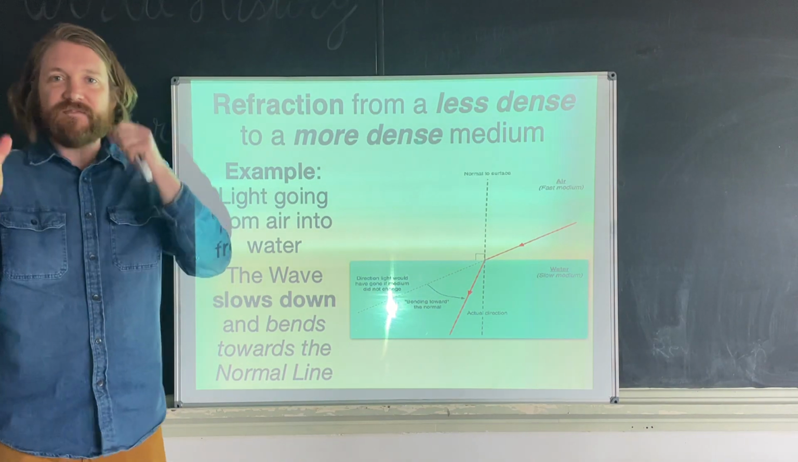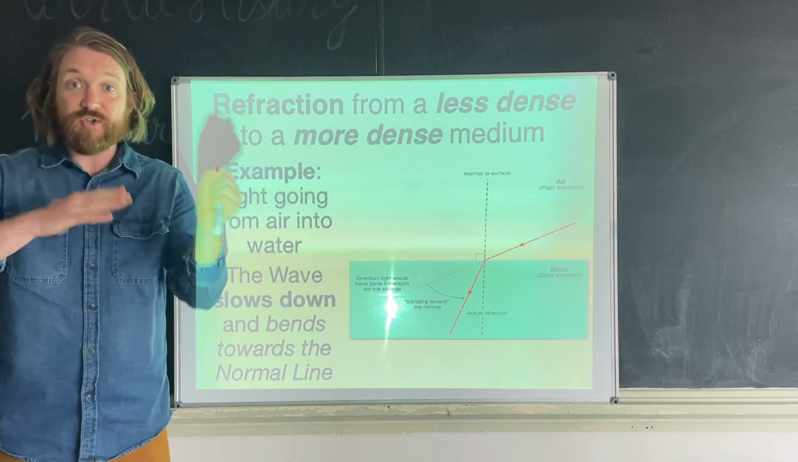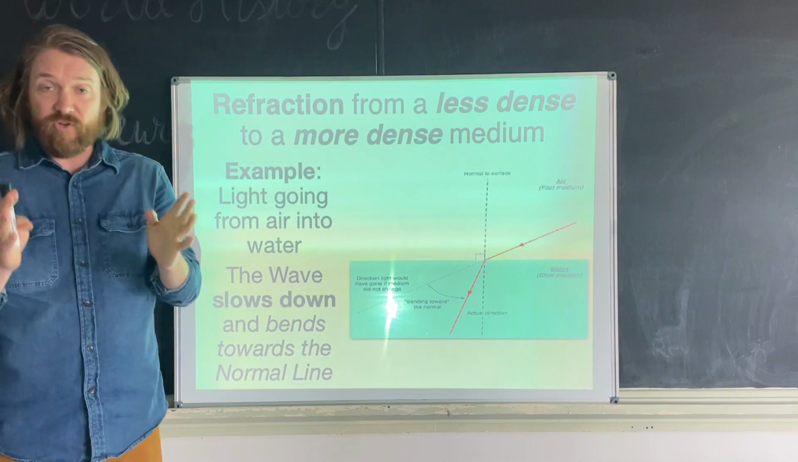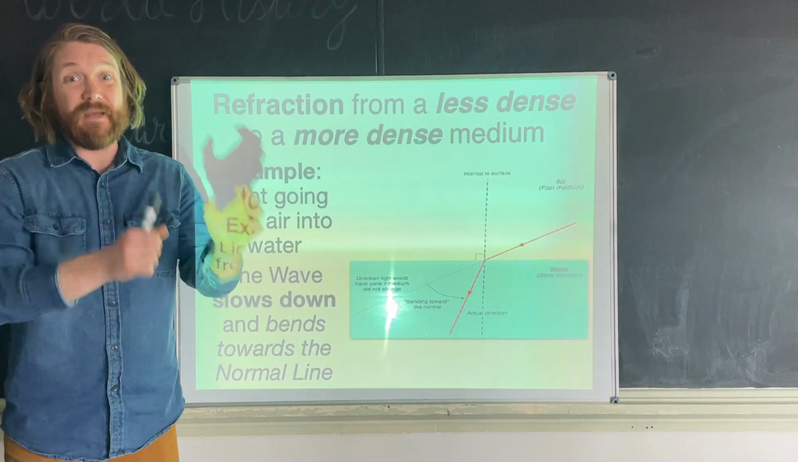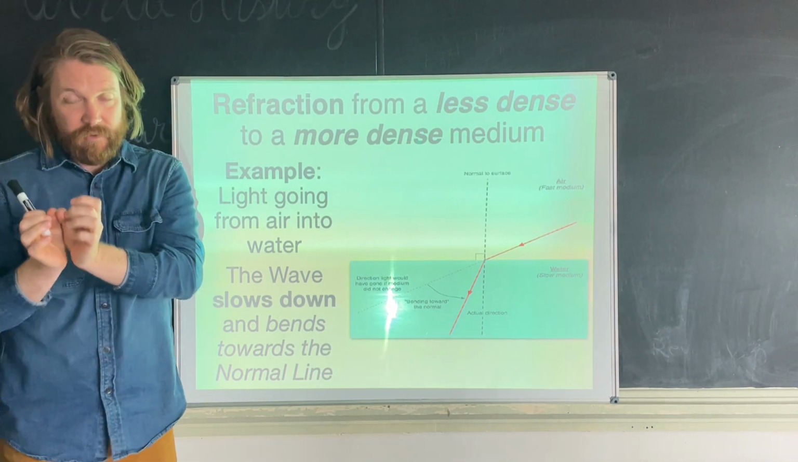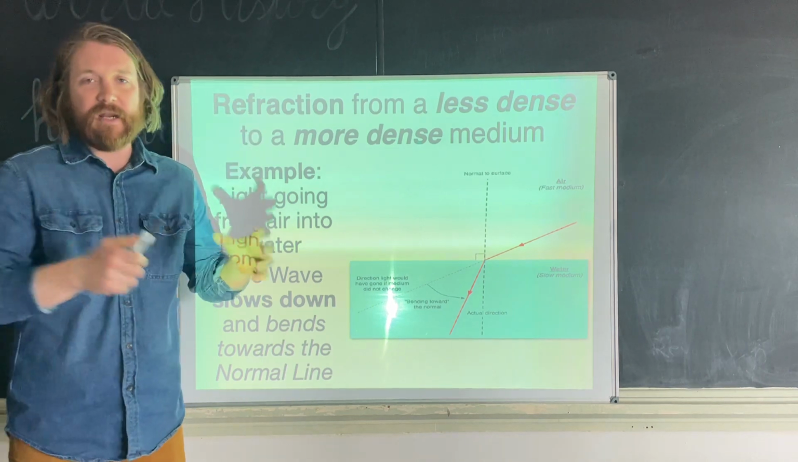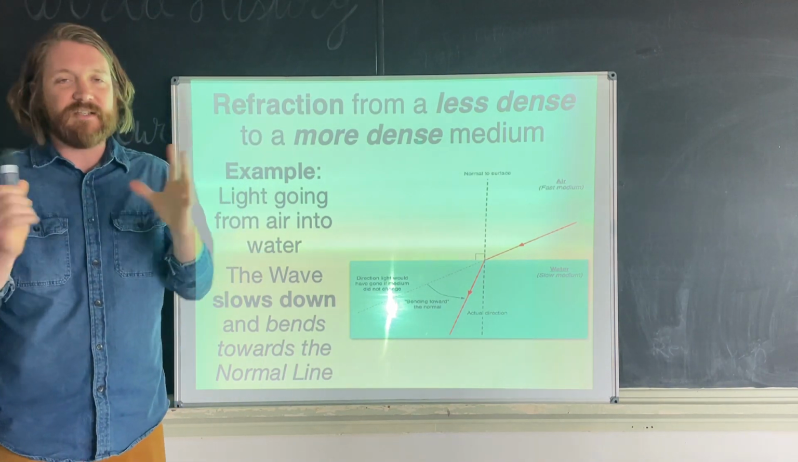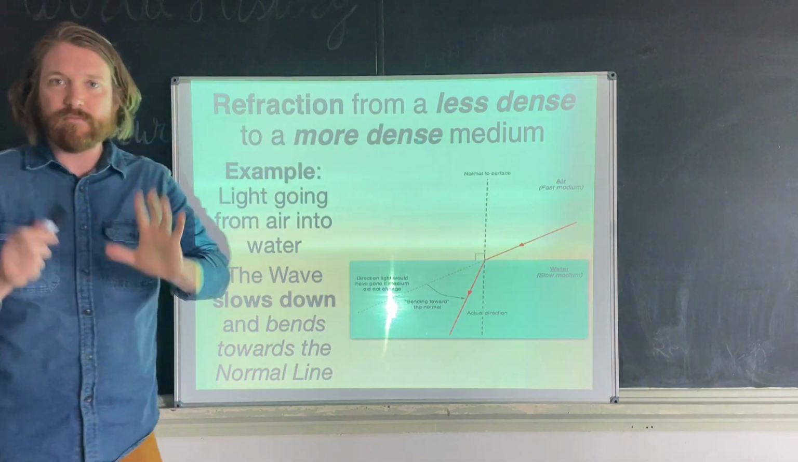Now, what you have to understand about refraction is which way it bends. So, if the light is going from a less dense medium into a more dense medium, and I know more dense isn't a word, but I just like to say it so you can see less and more, okay?